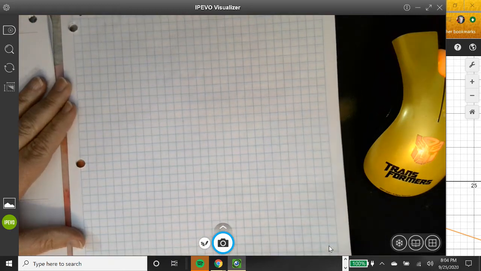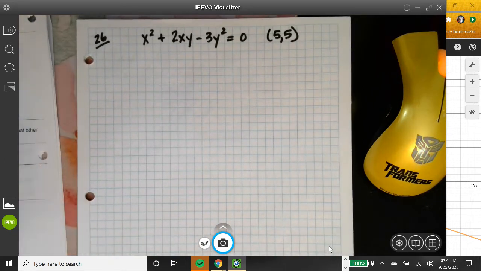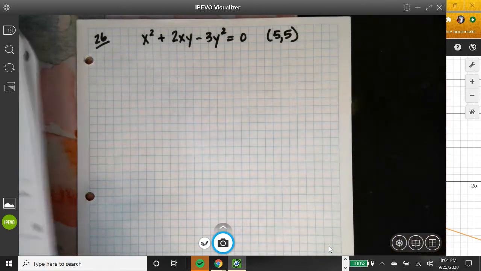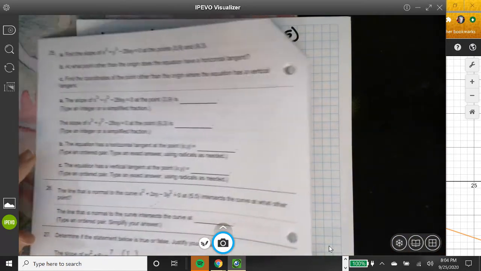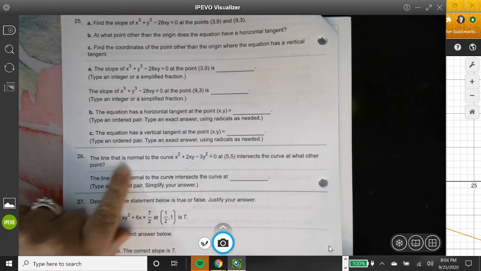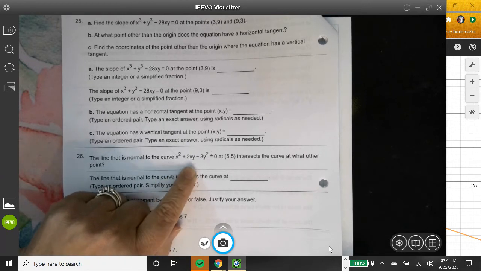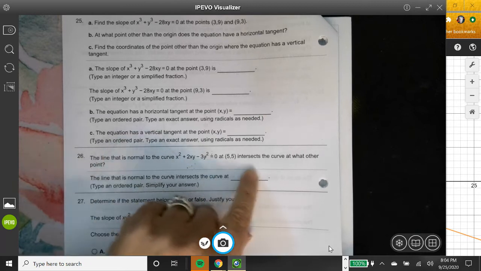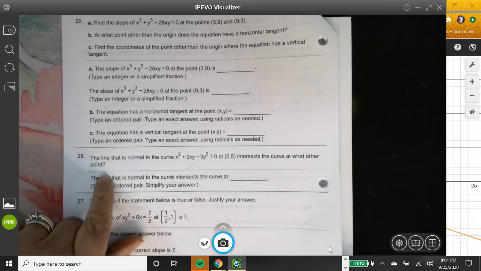Right, I'm going to do another example using implicit differentiation, and I'm getting this problem from the homework that was assigned from 3-2. I'm going to do number 26, which says, the line that is normal to the curve x squared plus 2xy minus 3y squared equals 0 at (5, 5) intersects the curve at what other point?